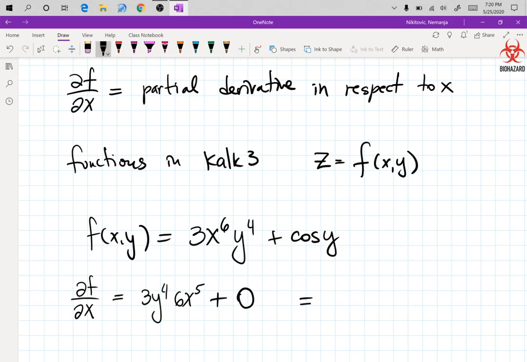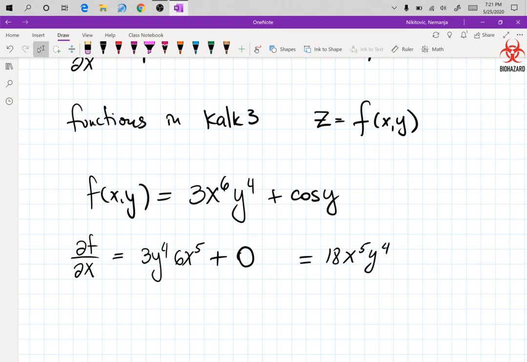So now all I need to do is clean up this mess, and I'm going to have it as 18x to the 5, y to the 4. So this would be my partial derivative in respect to x. And then the partial derivative in respect to y for the same function.